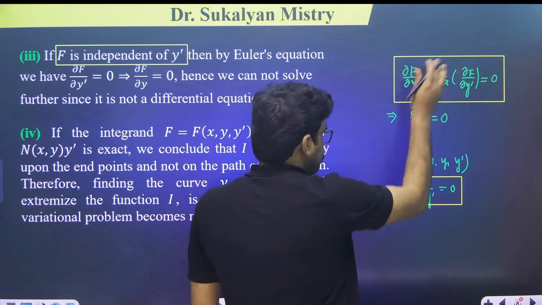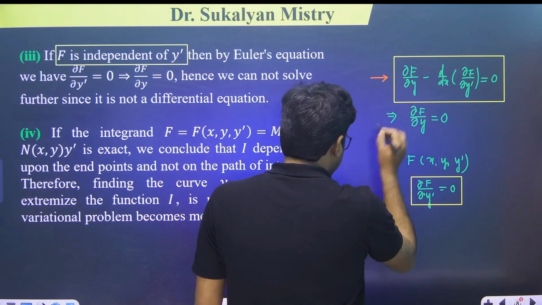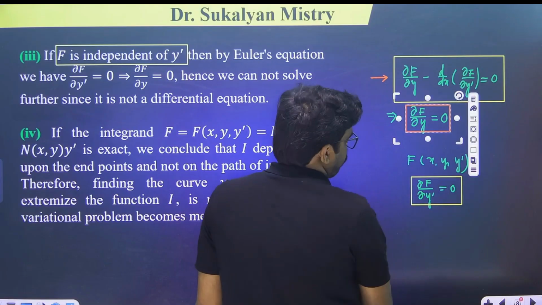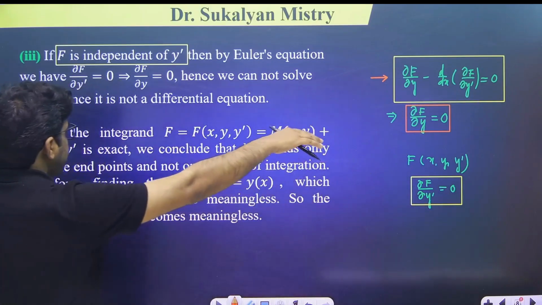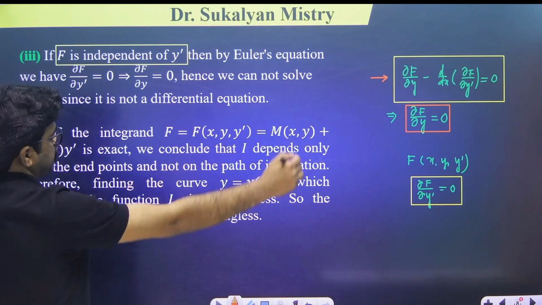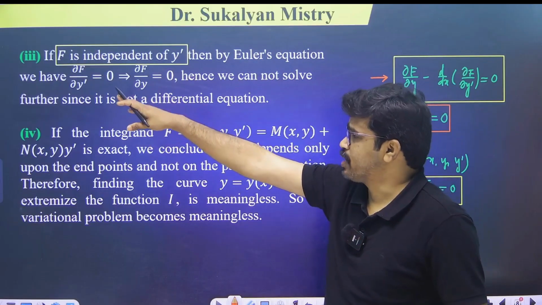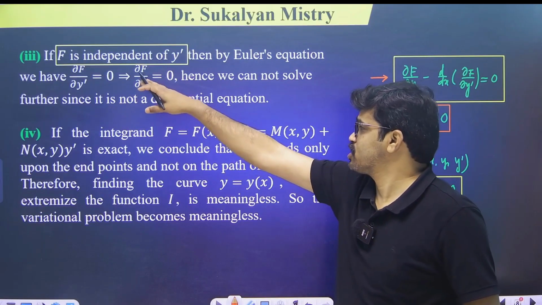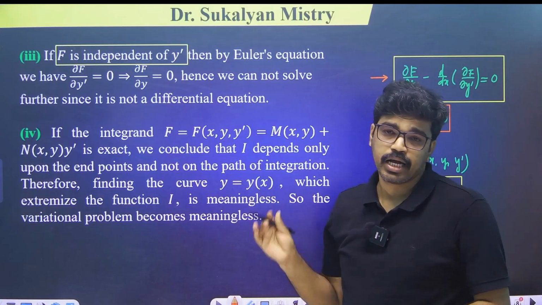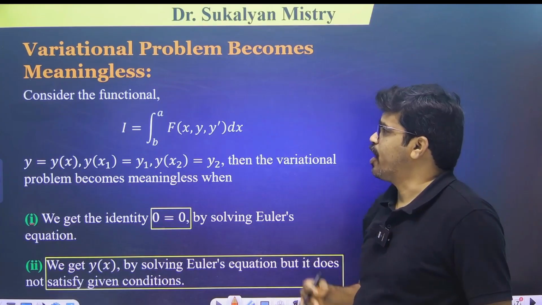Then Euler's equation becomes ∂f/∂y is equal to 0. So this is not a differential equation, and we cannot solve further. It is very important. If f is independent of y', then ∂f/∂y' is equal to 0, and Euler's equation becomes ∂f/∂y is equal to 0. Hence we cannot solve further since it is not a differential equation. So these are some restrictions of variational problems.